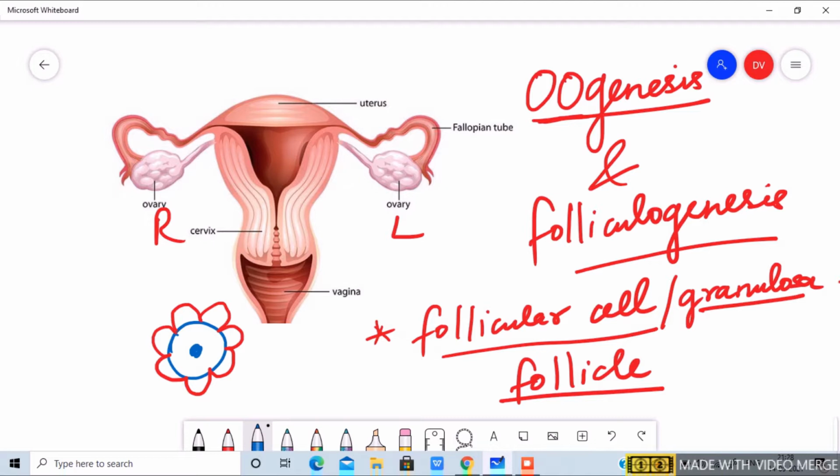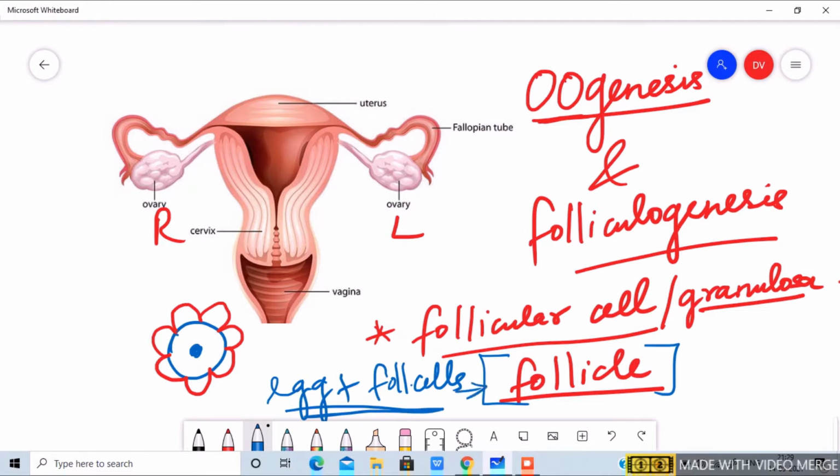Now what is a follicle? Follicle is both of these things, that is egg plus the follicular cells. Egg plus follicular cells is known as a follicle. Is that clear? Whenever they say primordial follicle or primary follicle or secondary follicle, it means the egg along with the follicular cells. So be clear with this, and you will understand everything. Now shall we begin?